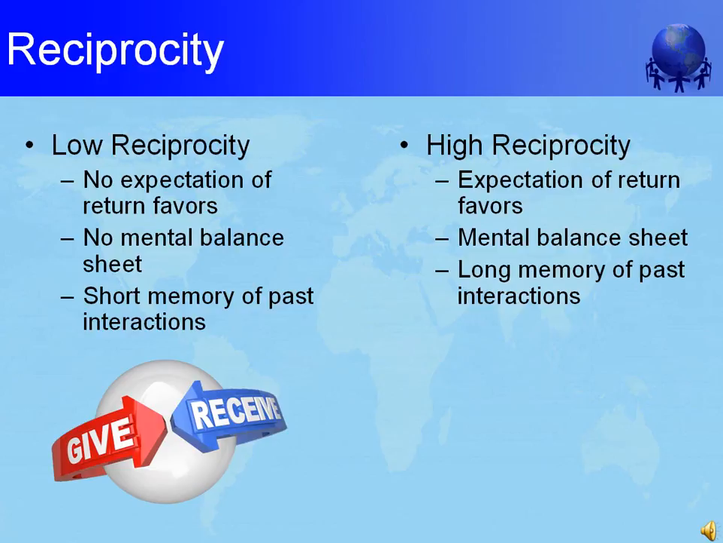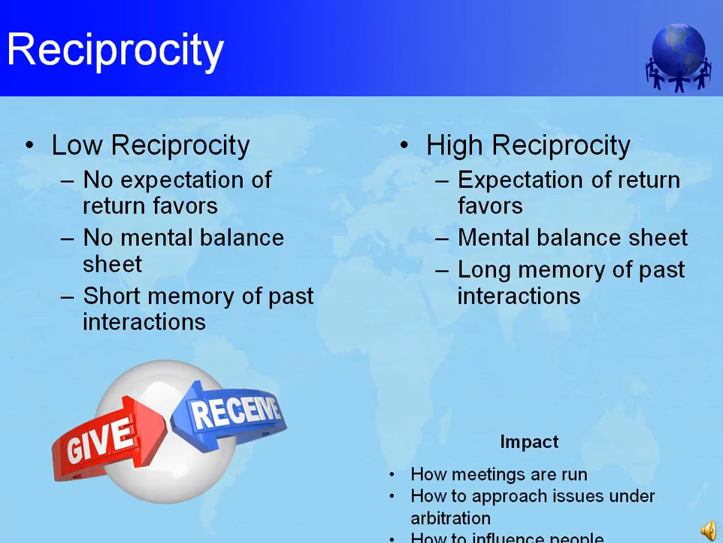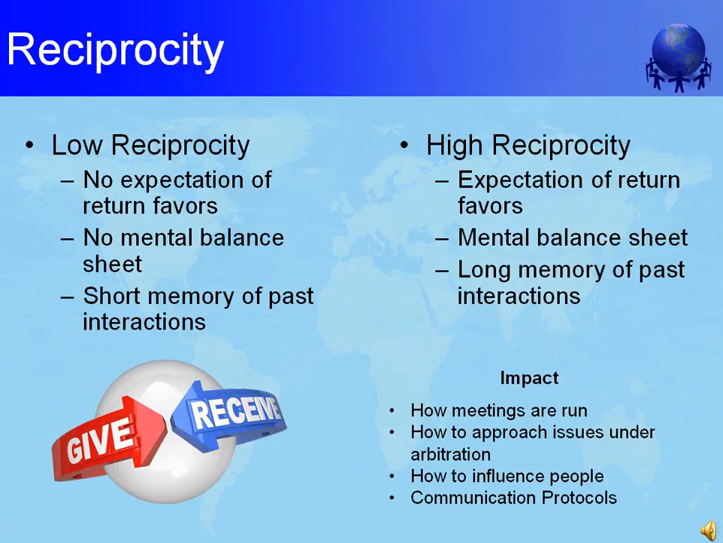Impersonal, equality, and low context cultures usually are low reciprocity cultures, while relational, high power distance, and high context cultures usually are high reciprocity cultures. Where a culture lies in the low to high reciprocity range will affect how meetings are run, how to approach issues under arbitration, how to influence people, and communication protocols such as being direct or indirect.